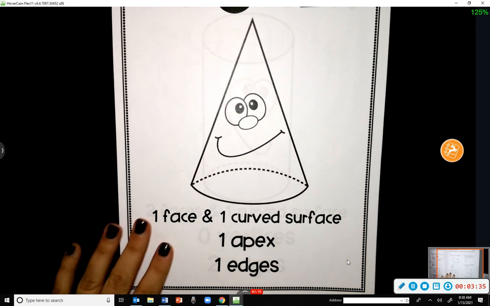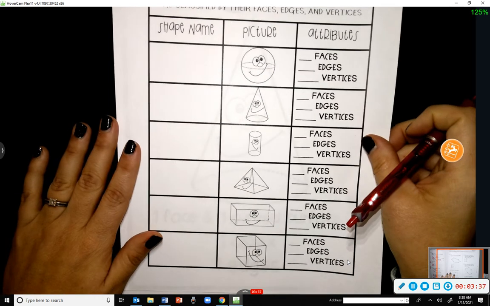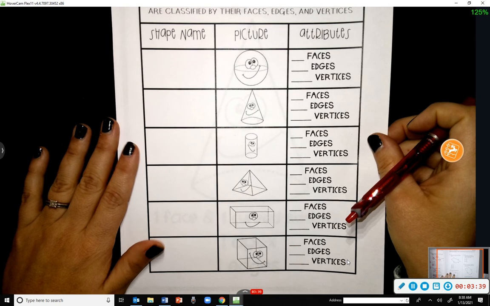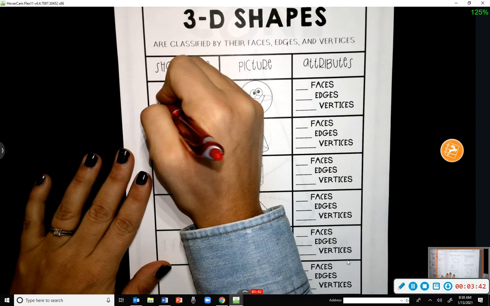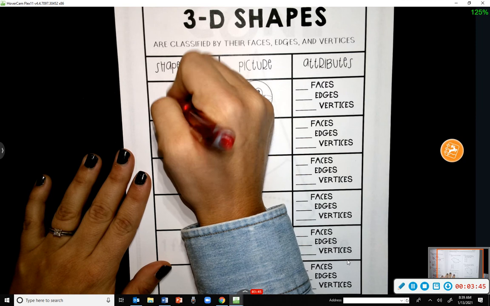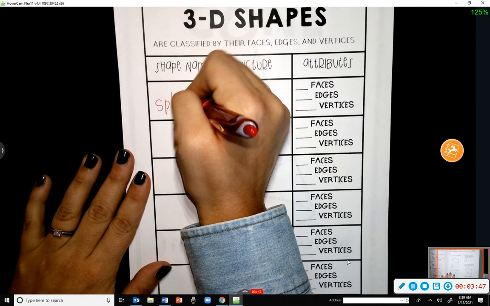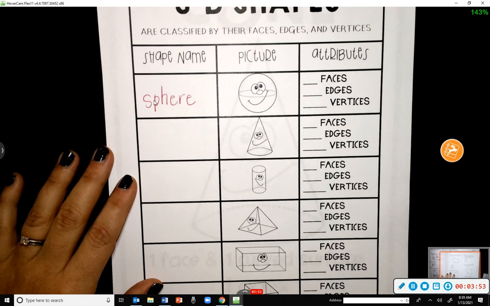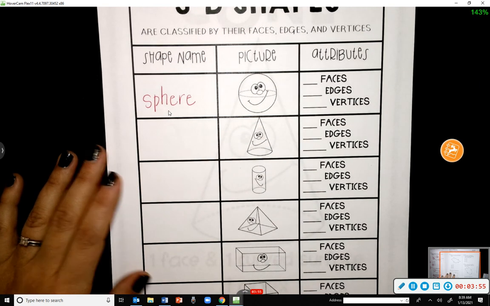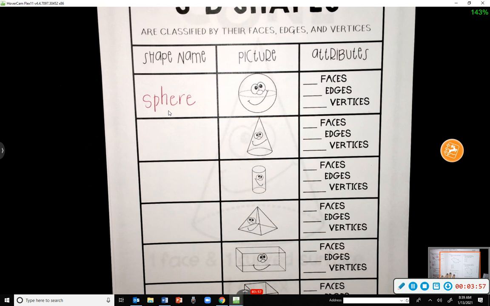Yes. Okay, so let's look at the first shape, a sphere. So to spell it, we spell it S-P-H-E-R-E, sphere. But we don't pronounce the P. It's not a P sound. It's more of an F sound like phone. P-H.